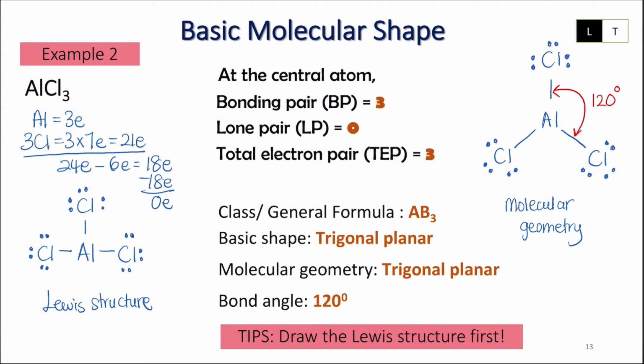Syarat dia adalah daripada kita tentukan dekat central atom berapa bonding pair, berapa lone pair, apakah kelas dia dan basic shape with its bond angle. So that's all for trigonal planar.